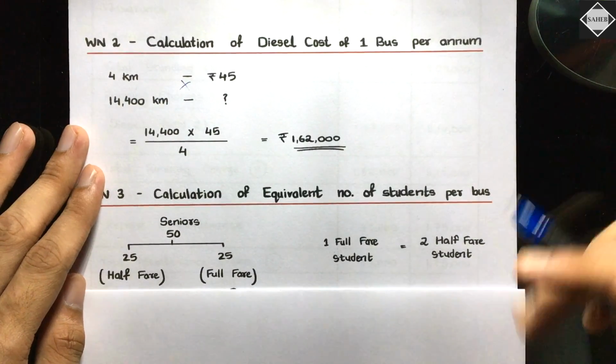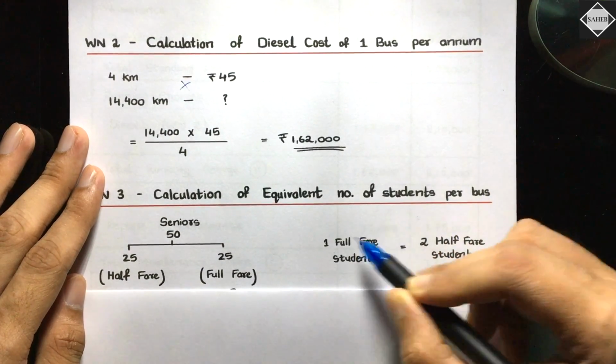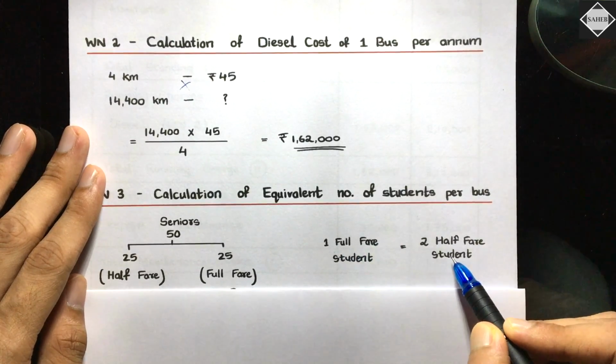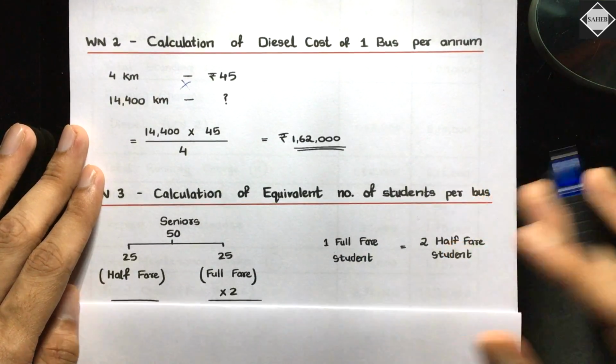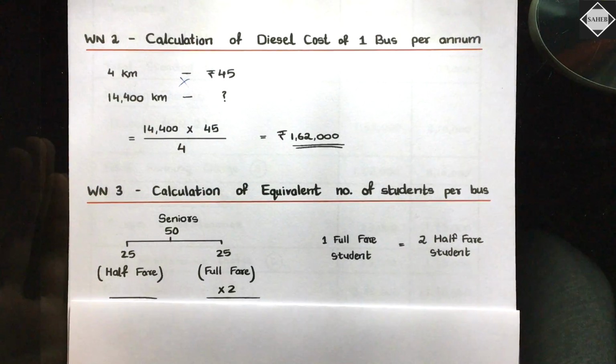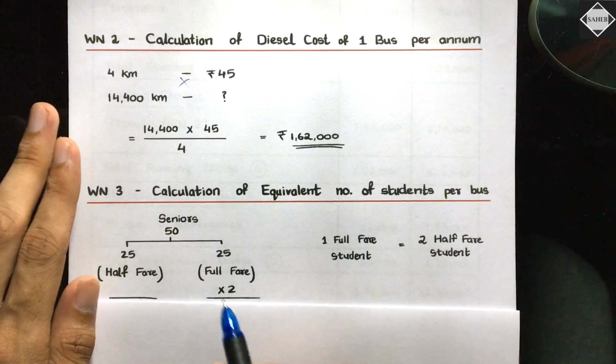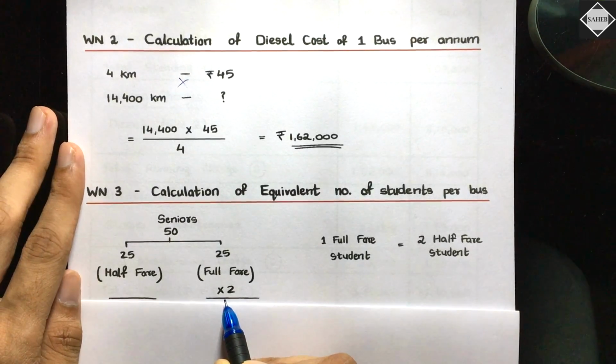All right. So how are we going to make these full fare students half fare students? It's really simple. One full fare is equal to 2 half fare, so we'll just multiply by 2. We have to understand the logic. One full fare student is equal to 2 half fare students, so to convert, you will multiply by 2.